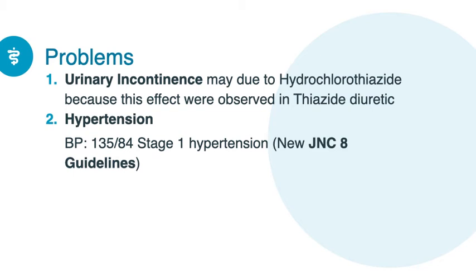Another problem is hypertension. Miss Jones is an elderly hypertensive patient taking hydrochlorothiazide 25 mg by mouth once daily with supper and aspirin 325 mg by mouth every morning. Her blood pressure of 135/84 is stage 1 according to the JNC 8 guidelines. It is within the normal range based on the guidelines, so it is okay.